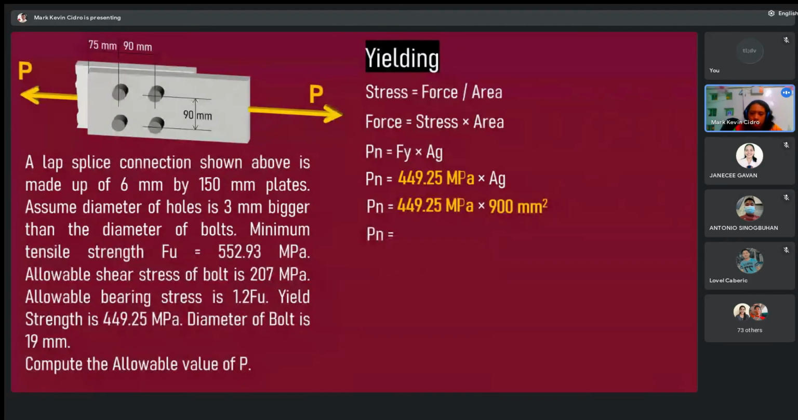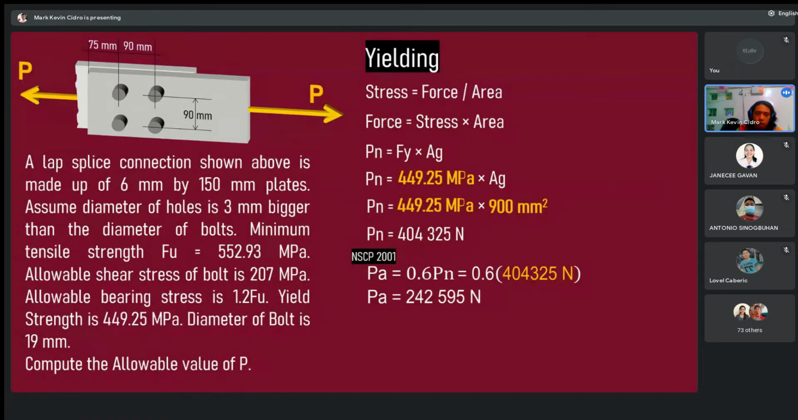Your PN therefore is equal to 404,320. PN pala ito, nominal. Now find the allowable value of P. For 2001, kung allowable ang hinahanap, 0.6 times PN. We already have the value of your PN. Multiply by 0.6, then the result, that's your allowable strength. Allowable value of P, and that is 242.505 kilonewton.